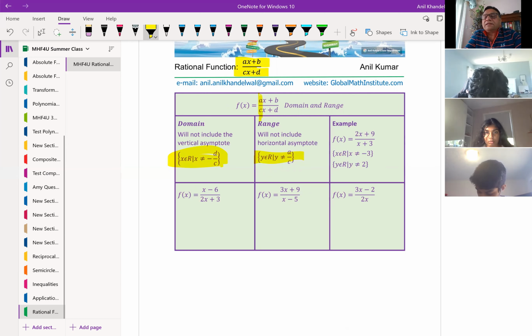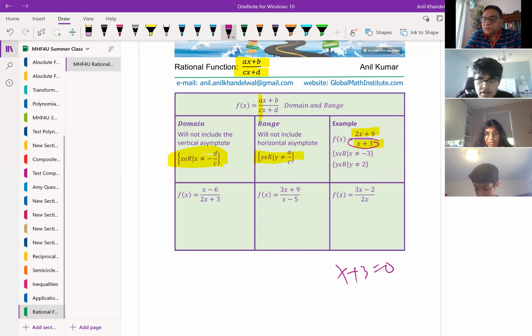So now, if I have an example of the type f of x equals 2x plus 9 over x plus 3. So Hamza, can you tell me what is the domain of this function? So the domain would be x belongs to real numbers, but not minus 3. The denominator cannot be 0. Yes, minus 3. You mix up the signs always. Sorry. It's just making the denominator equal to 0. Just write x plus 3 equals 0, which is not possible, correct? So x is not equal to minus 3. That is what will come here.